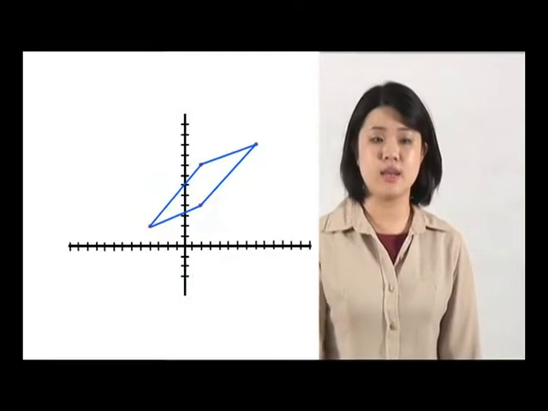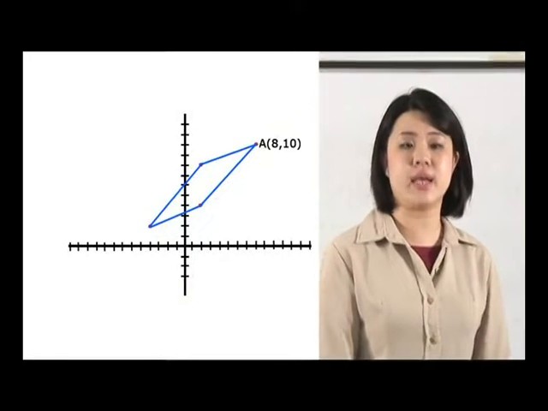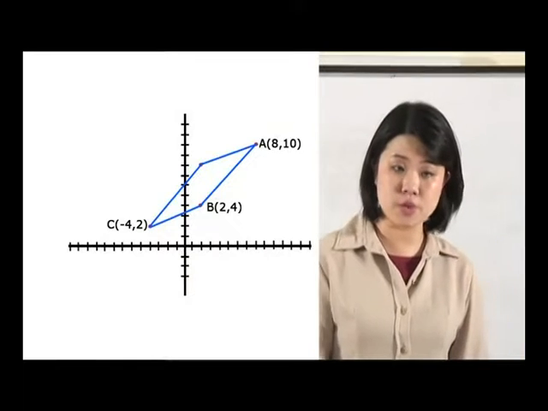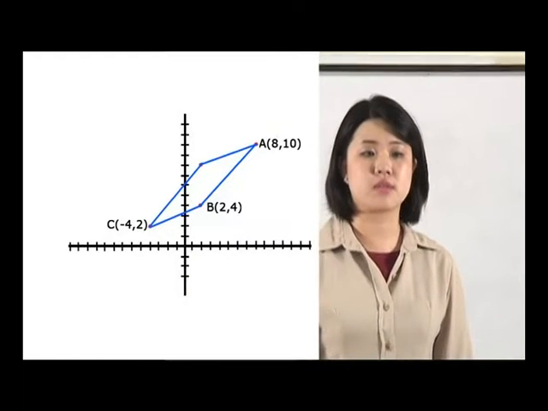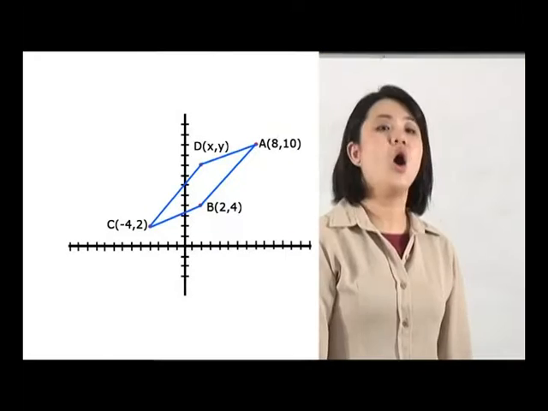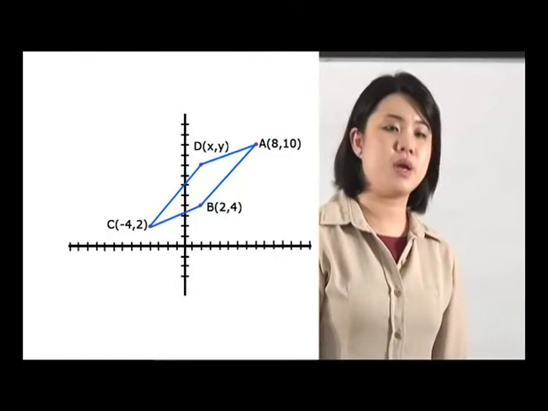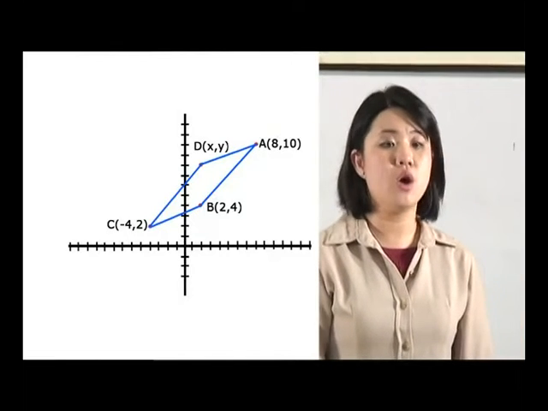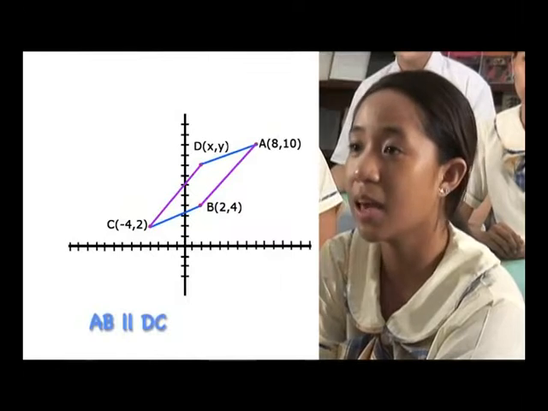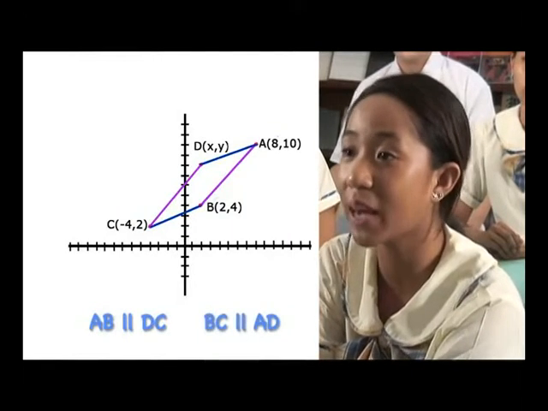Why don't we label the vertices so we can refer to the sides? Good suggestion, Jay. Let's say A has the coordinates (8, 10), B (2, 4), and C (-4, 2). What about the fourth point? How about point D with the coordinates (x, y)? Alright then, so we have the parallelogram ABCD. Which sides are parallel? AB is parallel to DC and BC is parallel to AD. What do we do now?